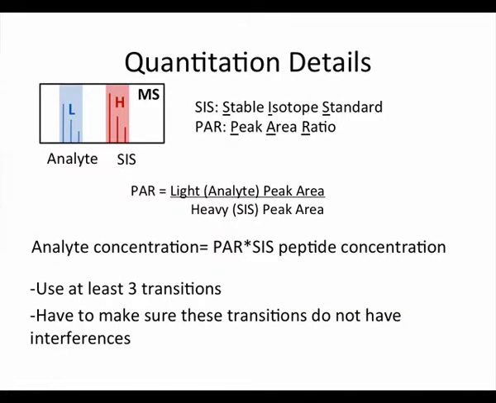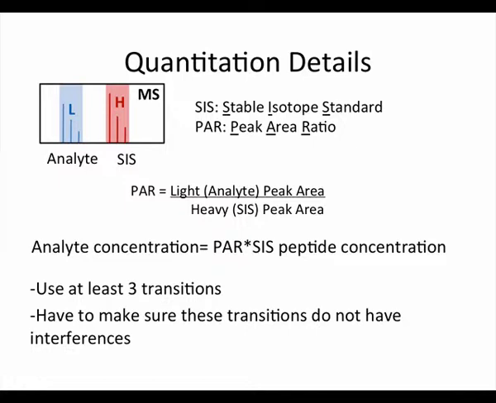The way we do this is we find a peak area ratio. We take the peak area of the light, which is what we want to know, over the peak area of the heavy. Then, to get the analyte concentration, we just multiply by whatever heavy we had thrown in.